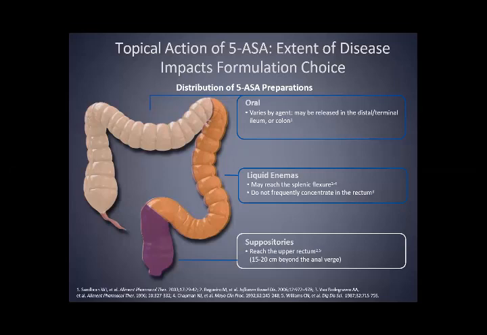Orally, as we already discussed, you can use 5-aminosalicylates and even systemic steroids. So either use oral or systemic steroids or anti-inflammatory drugs, or local application in the form of suppositories or liquid retention enemas.